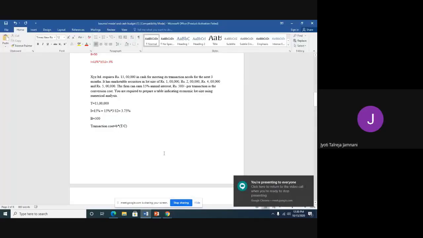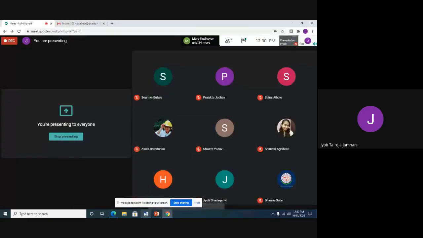Okay, so in the last class, we were doing sums on Baumol model and we did it using the formula method. In today's class, we will do it using the tabular method. In one of my previous classes, I had already shared videos on YouTube wherein I had solved two sums. I don't know how many of you have gone through that video.